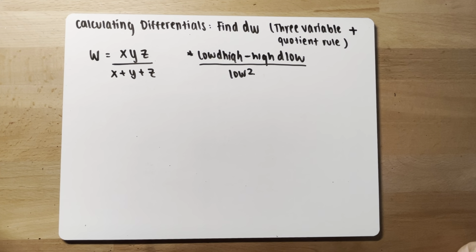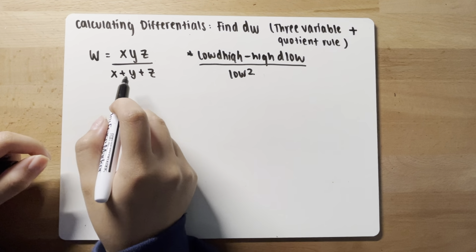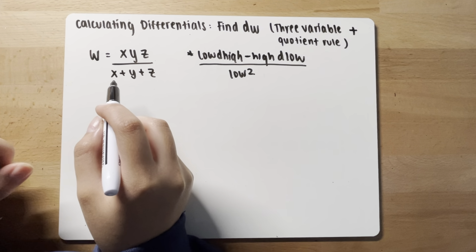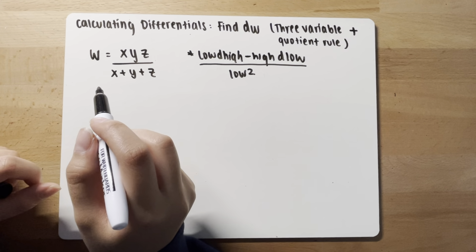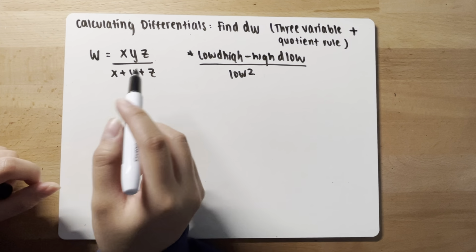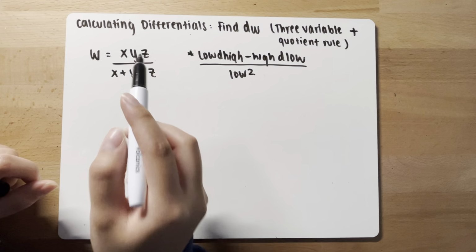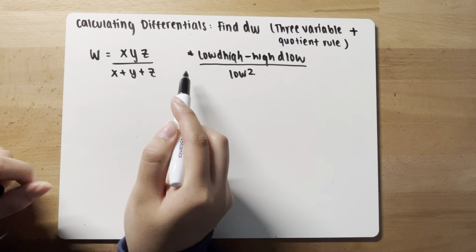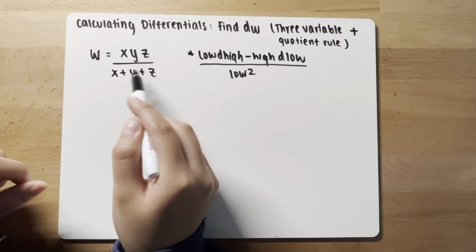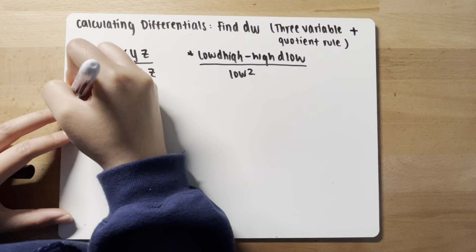Calculating differentials: find dw given three variables. Your function is right here. You have xyz over x plus y plus z. To find the differential, you're going to begin by deriving this function in terms of x, add it to the derivative of this function in terms of y, and add it to the derivative of this function in terms of z. So let's begin.